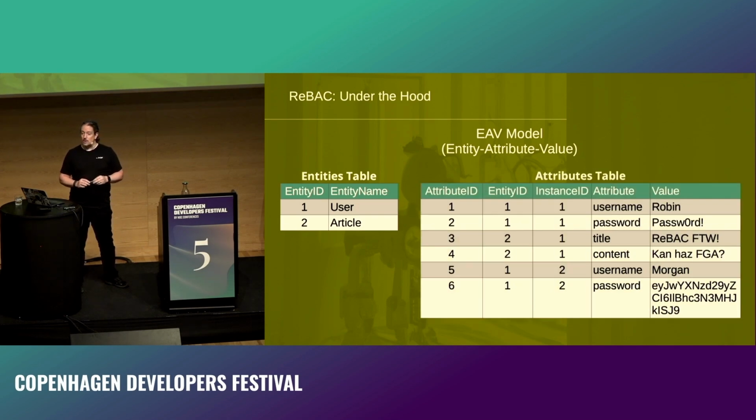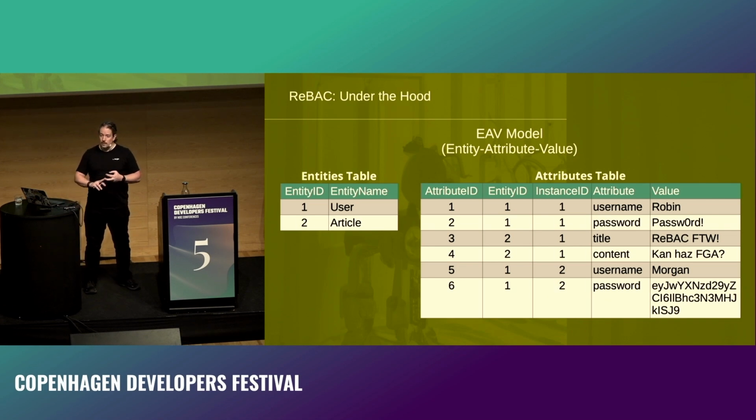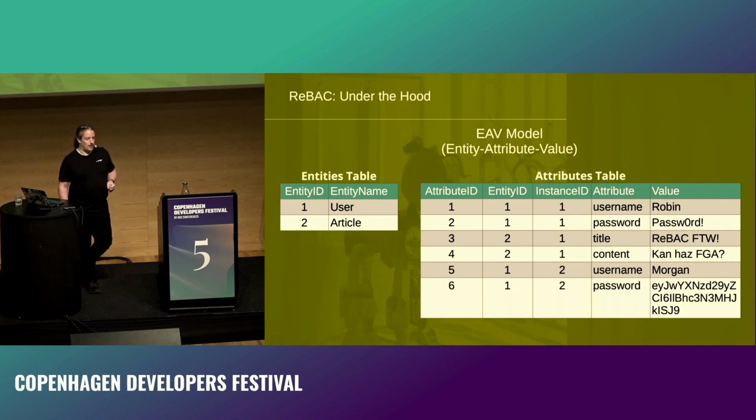And then we have attributes. Attributes of a user and attributes of an article, and also the values thereof. So we can see here the first two rows are for entity ID 1, so they relate to the user entity. We can see an instance ID. So this is instance 1 of user. If you look at the last two rows, you can see we've got instance 2 of user. Because we've still got the entity ID 1, which basically just says this is for a user, but it's got a different instance ID. So you can store multiple instances of the same entity in one table.